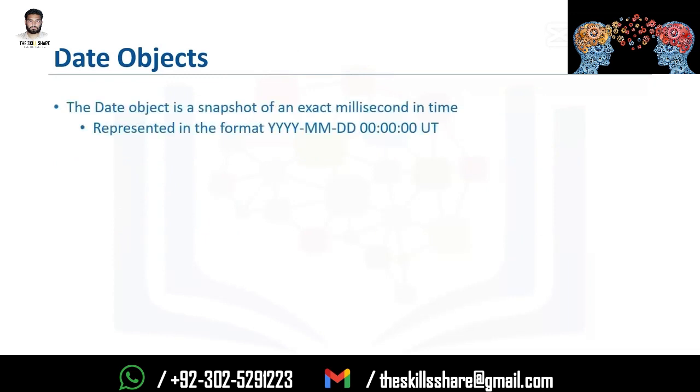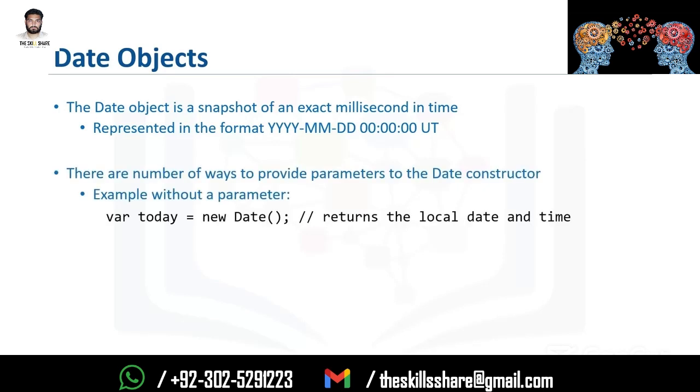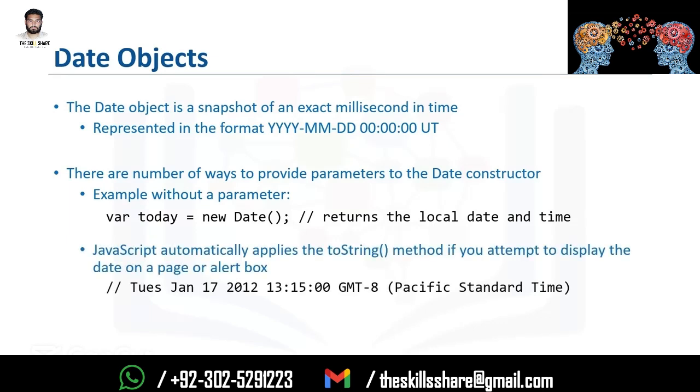The Date object is a specialized object that is used to hold the date and time. The constructor for a Date object is in the format new Date and takes optional parameters. If you create a Date object without any parameters, JavaScript returns an object that contains the current local date and time. If you send this Date object to the console or try to display the Date object on a web page, JavaScript automatically applies a toString method to the object. The result that is displayed is a string version of the date as shown on this slide.